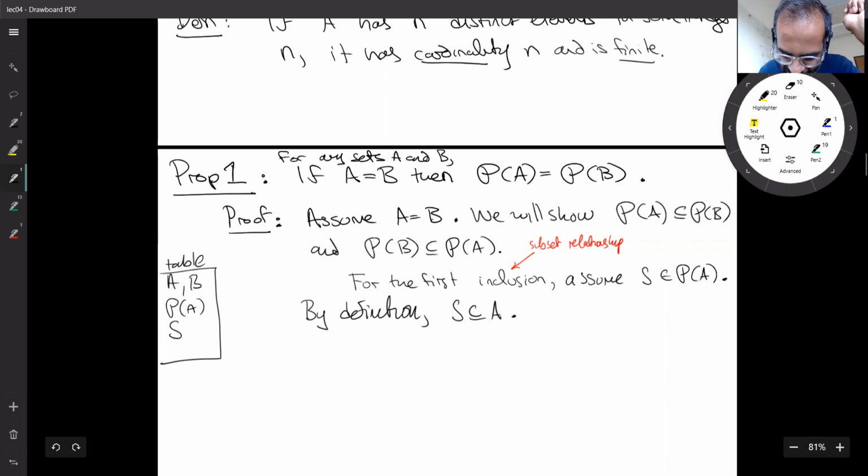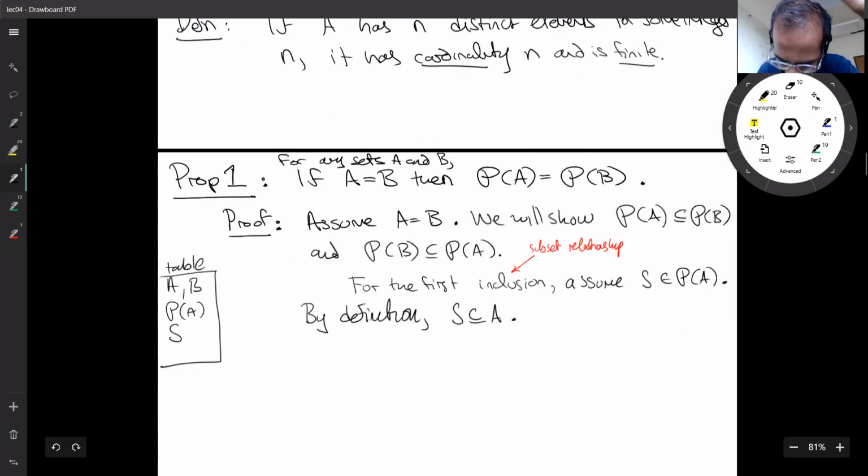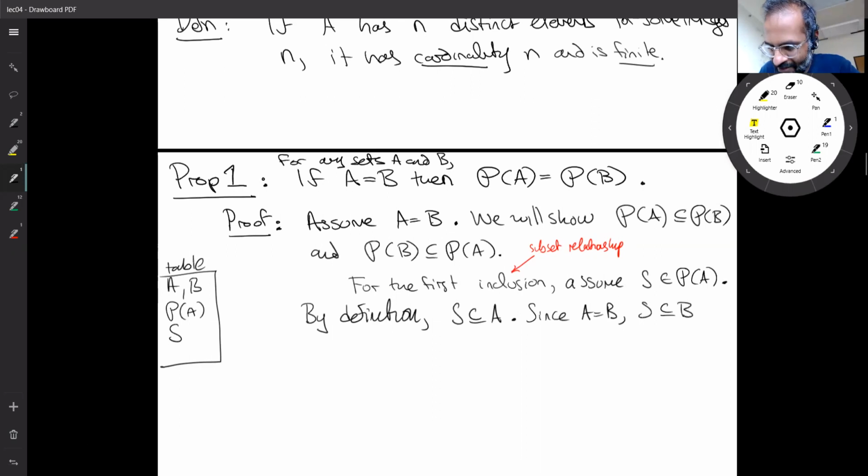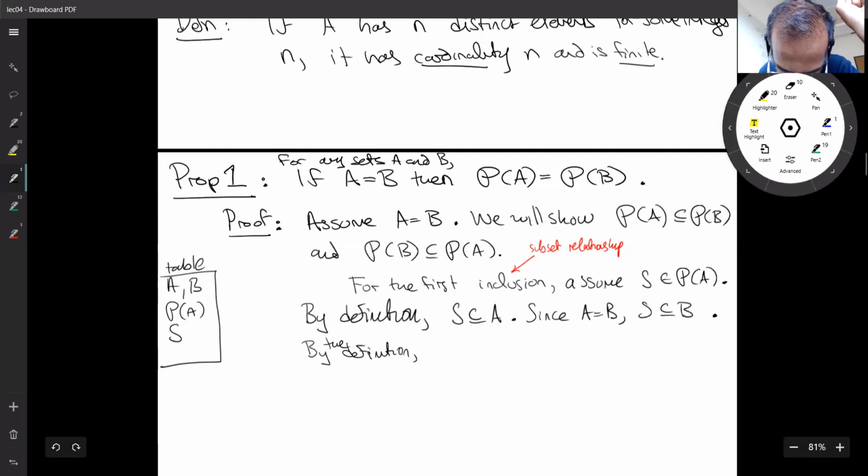So by the definition of power set, S is a subset of A. And since A equals B, S is a subset of B. Now, we could belabor it and prove that just by digging in the definitions, but I'll skip that step. And now what does that tell us? It tells us that S is in the power set of B. Yeah. So again, by the definition of power set, let me be very explicit: S is an element of the power set of B.